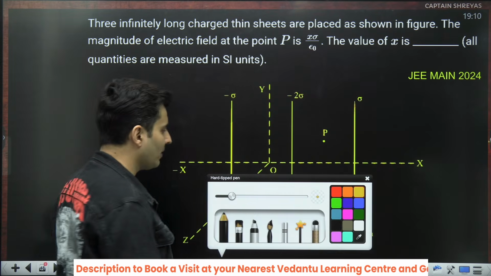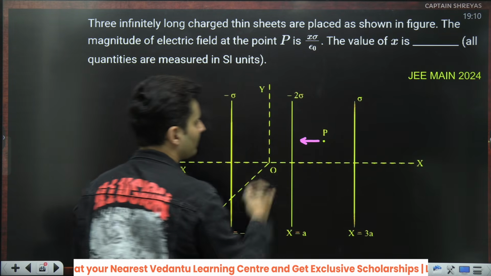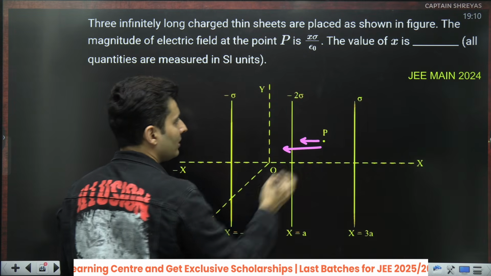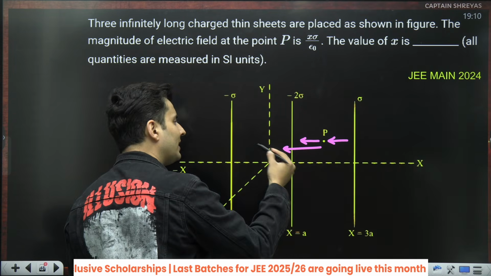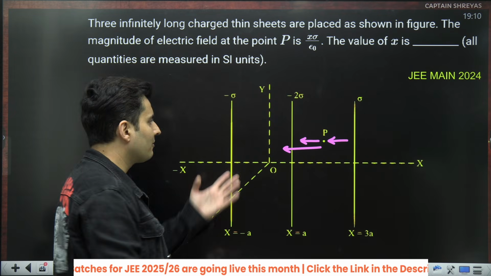See, this minus sigma will create an electric field here. This minus 2 sigma will create an electric field here. This plus sigma will push it, so it will create a field here. All the fields are in the same direction, so they will all add. How much is each field's magnitude?